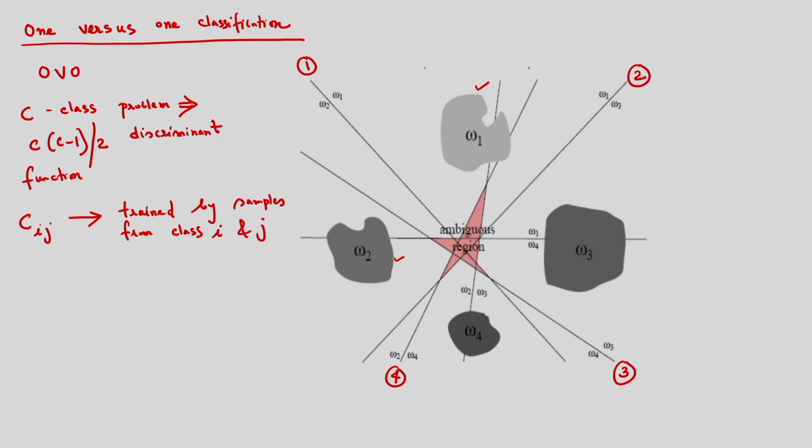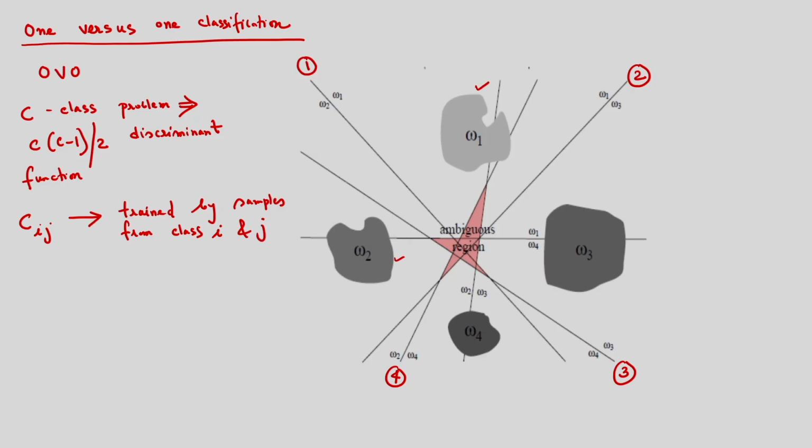So we have shown the decision boundary between the classes. Number 1 is the decision boundary between omega 1 and omega 2. Number 2 is the decision boundary between omega 1 and omega 3. Number 3 is the decision boundary between omega 3 and omega 4. Number 4 is the decision boundary between omega 2 and omega 4.